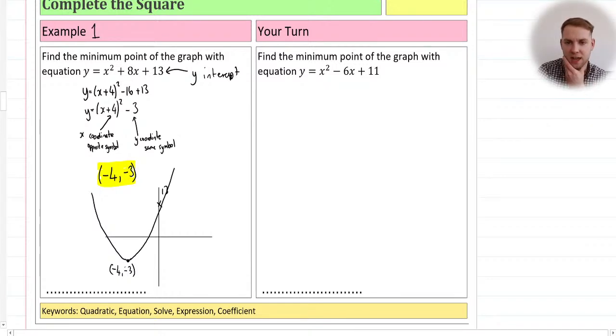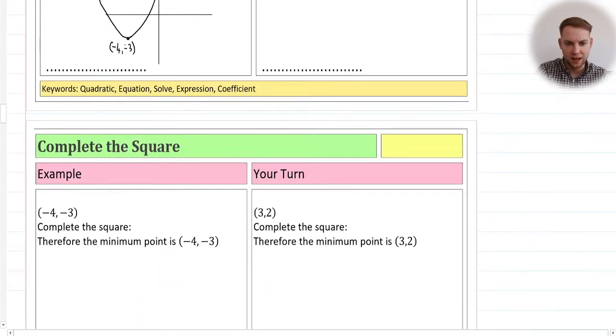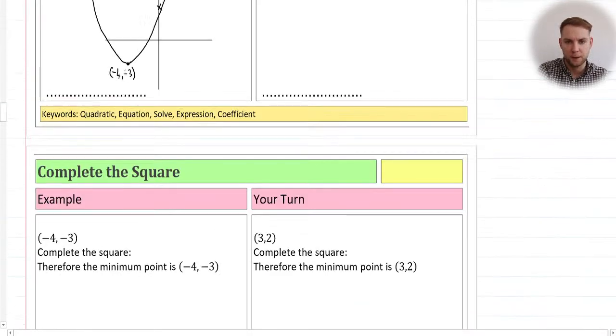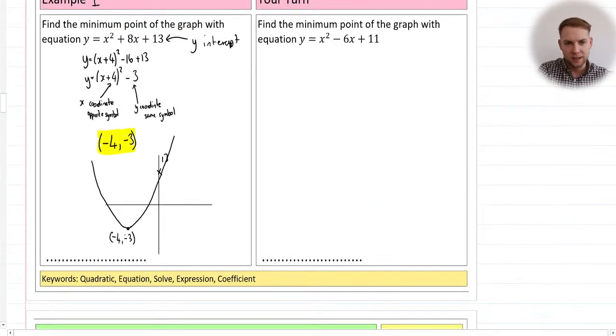We've done our little sketch there. Let's just check that. -4, -3. Yeah, super. So I'll do one more and I'll give you a chance to have a go at it to yourself. So this one here, we'll say is example 2. Very similar to what we've done.